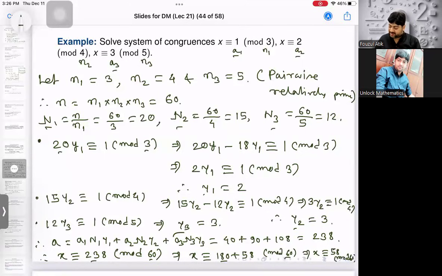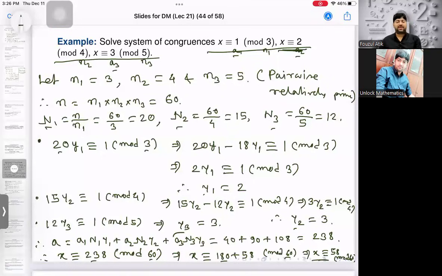Our job is done. You see that x is congruent to 58 modulo 60 is a solution for the given system of linear congruences. Check. 58 you put it, 58 minus 1 is 57, divisible by 3. Yes, correct. Again, 58 minus 2 is 56, so 58 is congruent to 2 mod 4. Yes, satisfying. 58 is congruent to 3 mod 5. Yes, 58 minus 3 is 55, which is divisible by 5. So it is the general solution of this system of linear congruences.